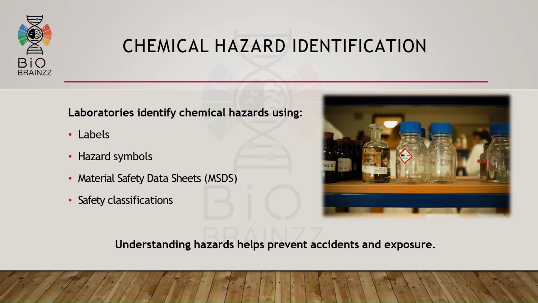Before handling any chemical, it is very important to identify its hazards. Laboratories use labels, hazard symbols, material safety data sheets, and safety classifications for this purpose. These systems provide information about the risks associated with chemicals. Understanding these hazards helps prevent accidents, exposure, and unsafe handling practices.